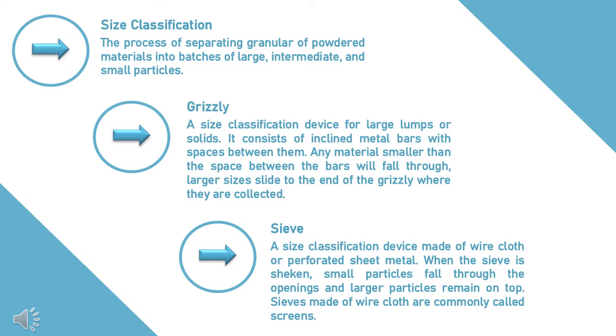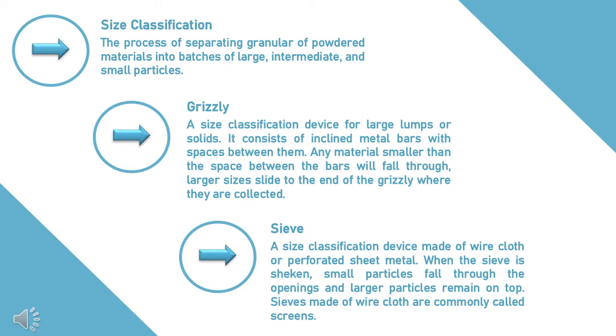Size classification. The process of separating granular or powder materials into batches of large, intermediate, and small particles. Grizzly, a size classification device for large lumps or solids. It consists of inclined metal bars with space between them. Any material smaller than the space between the bars will fall through. Larger sizes slide to the end of the grizzly where they are collected.